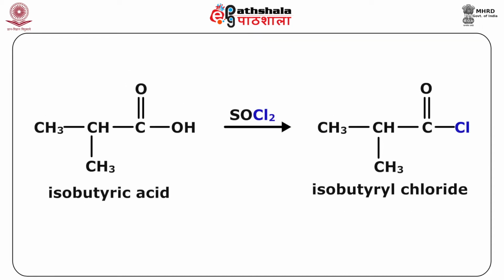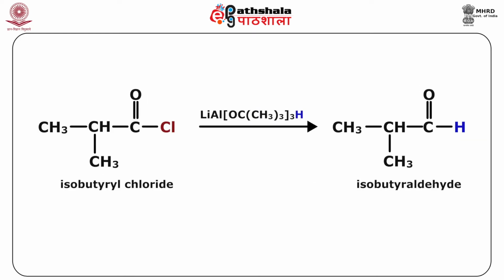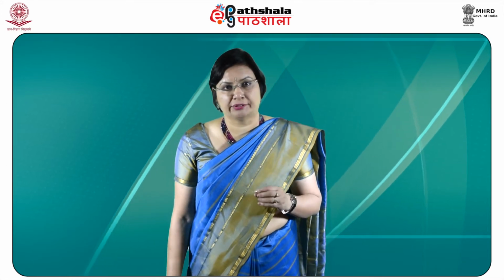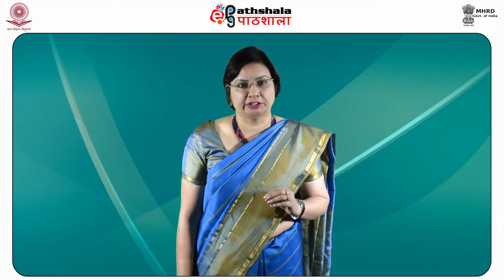So, the first step is the conversion of acid to acid chloride, and the second step is the reduction of the acid chloride using lithium aluminium tri-tertiary butoxy hydride into the corresponding aldehyde. This, if you recall, can also be achieved through the Rosenmund reduction. So, with palladium on barium sulphate, hydrogen, in the presence of quinoline, the RCOCl gets converted into RCHO.